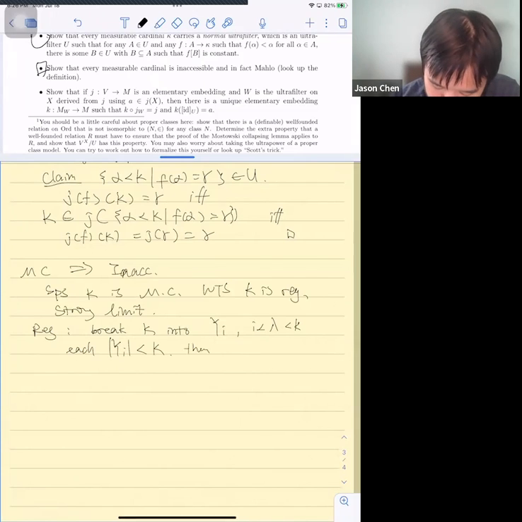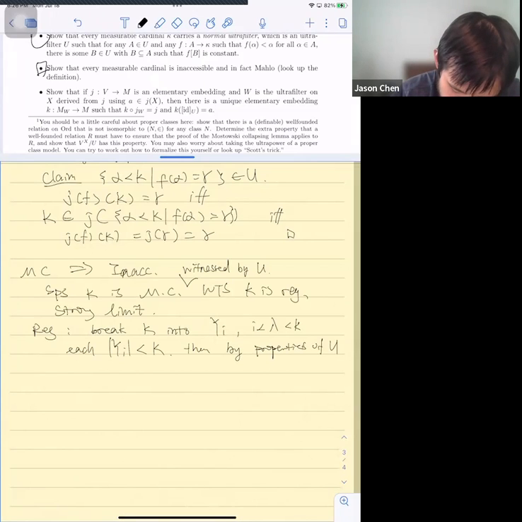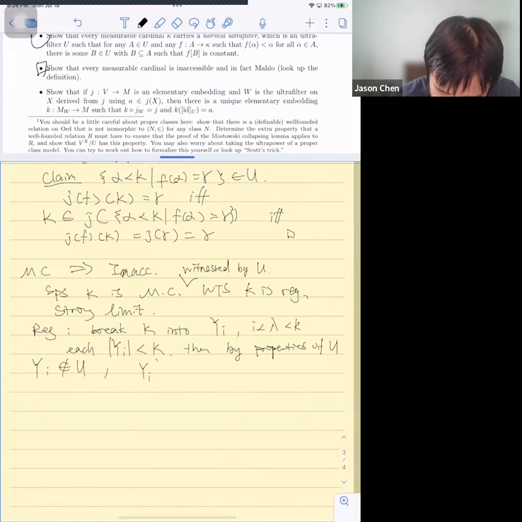then, let's say kappa's measurability is witnessed by U, right? Then by properties of U, bounded sets are not going to be in U, right? Because U is a measure and measures large sets. So each Y_i is not going to be in U. But then use an ultrafilter. This means the complements of the Y_i's are going to be in U.